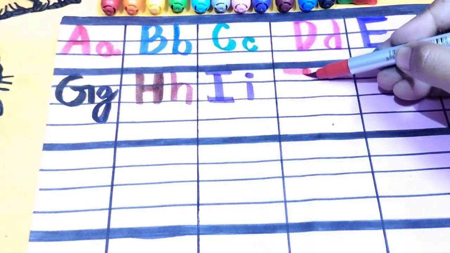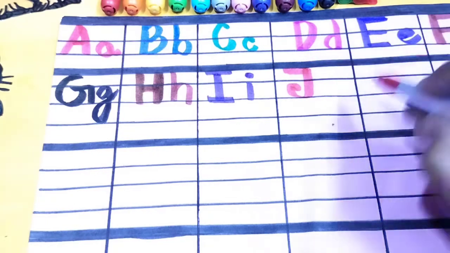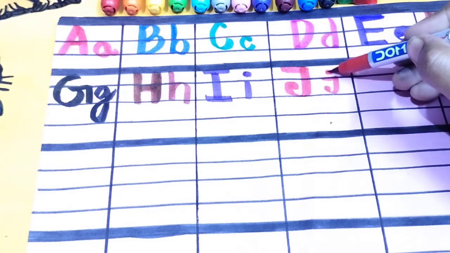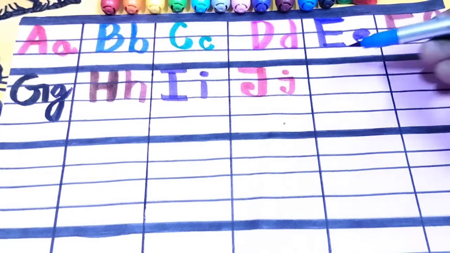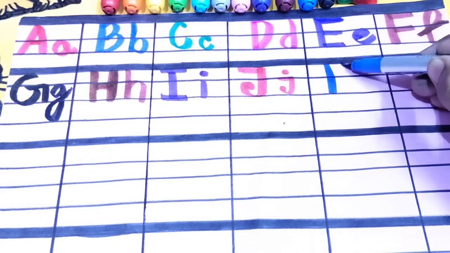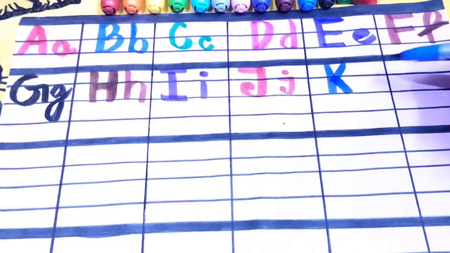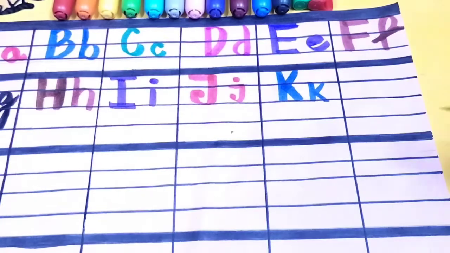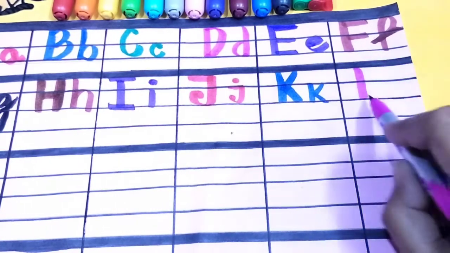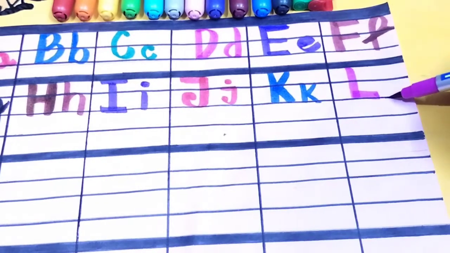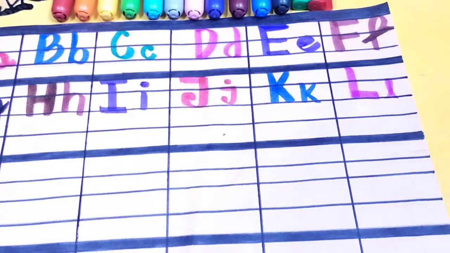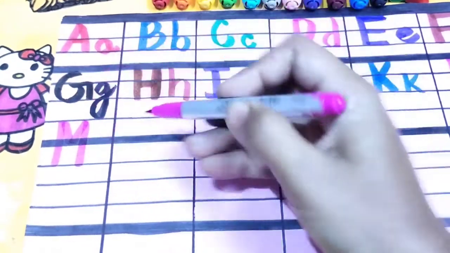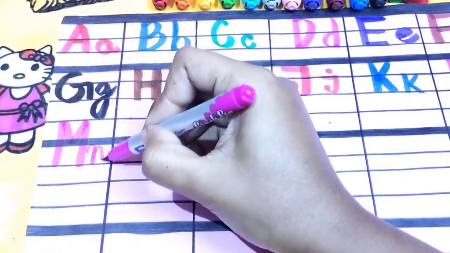Capital J for jug. And small j for juice. Capital K for kite. And small k for king. Capital L for lion. Small l for lollipop. Capital M for mango. And small m for mouse.